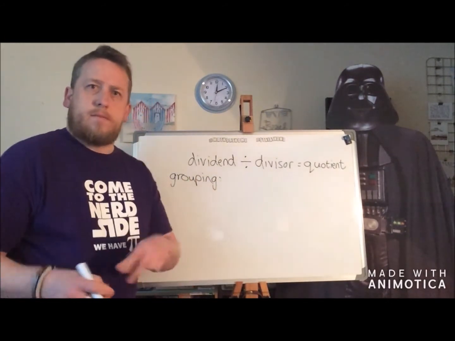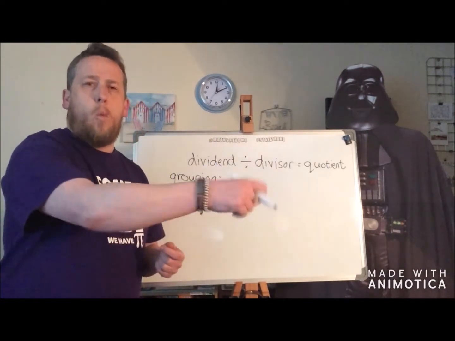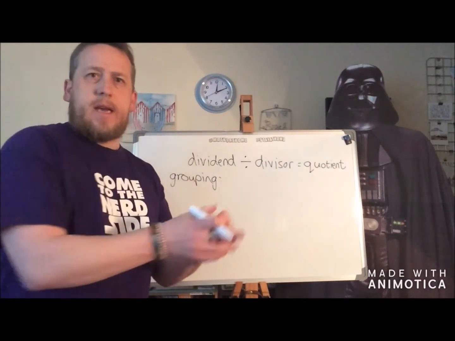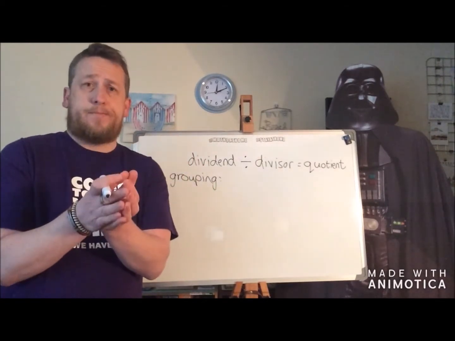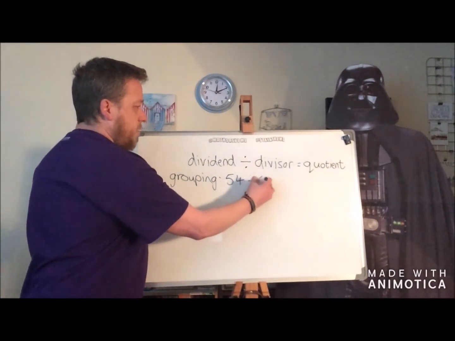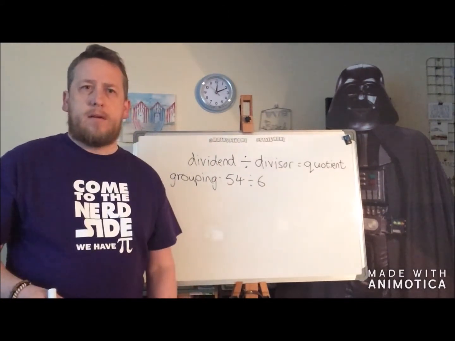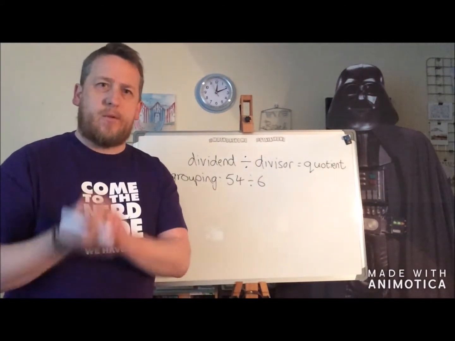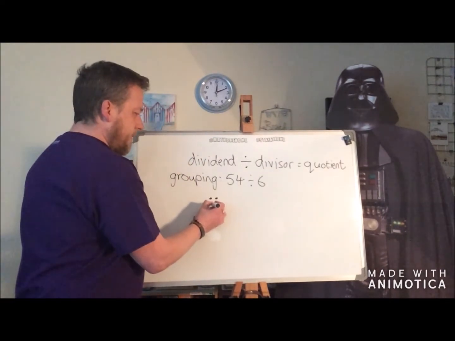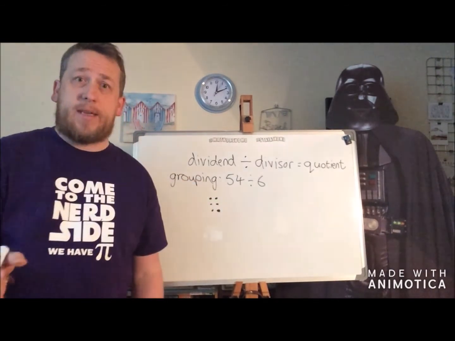Now, while sharing was all about taking your total, your dividend, and giving it out one at a time, grouping is all about taking the divisor and saying, right, that's the size of my group. So this time, if we were using the same question, our divisor is how big our group is going to be. So we're going to take out a group of 6, so 6 of those sweets.